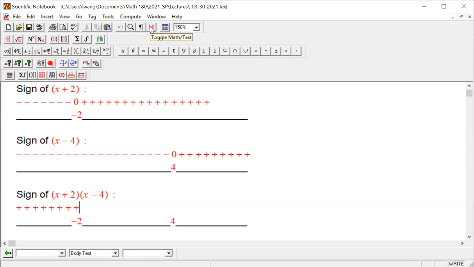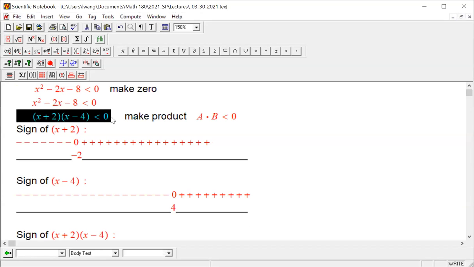And at negative 2 and at 4, the product is going to be what? 0. And between negative 2 and 4, negative. I'm glad you guys still remember, right? And afterwards, it's positive. Remember we did this, right? Yeah. So now this is what we wanted, right?